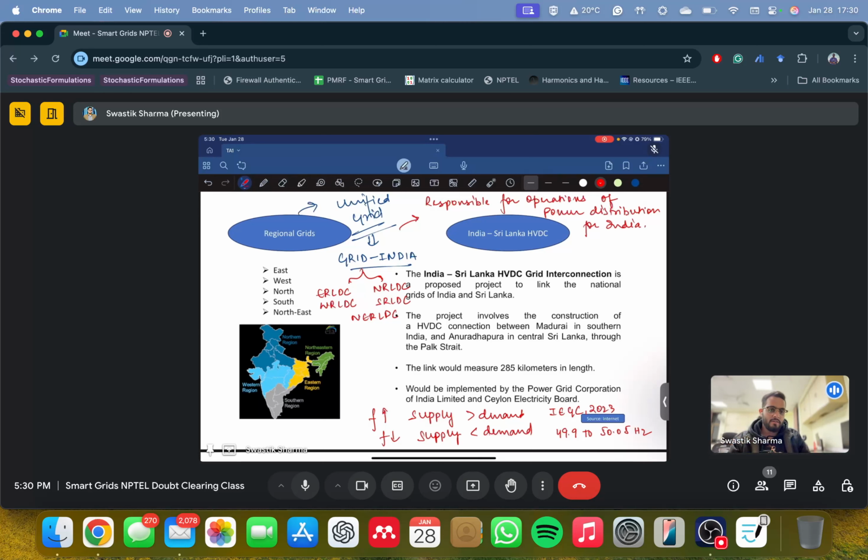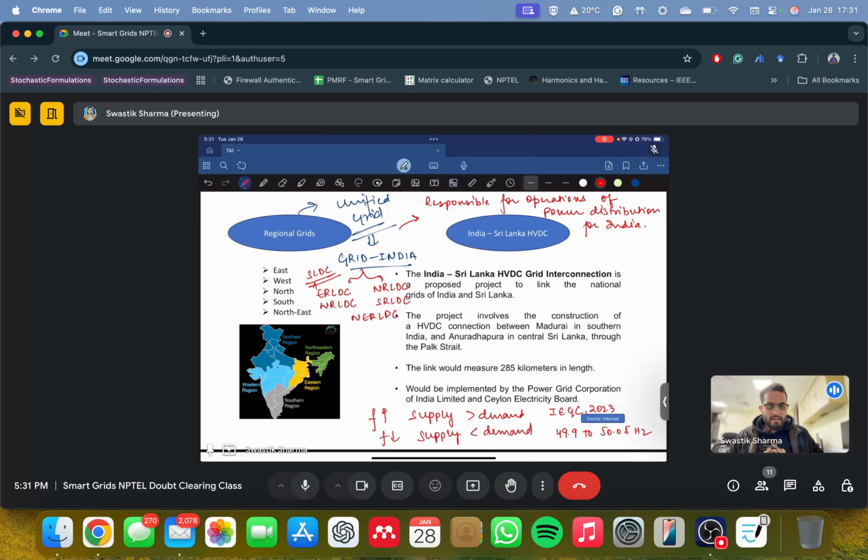So their responsibility is to coordinate with each other for interconnected inter-grid operations, and in itself it has to contact the state load dispatch centers for intra-grid connections, right? Each regional load dispatch center has state load dispatch centers which are unique to each state. For example, UP, MP, Gujarat, each of them has SLDCs as well.